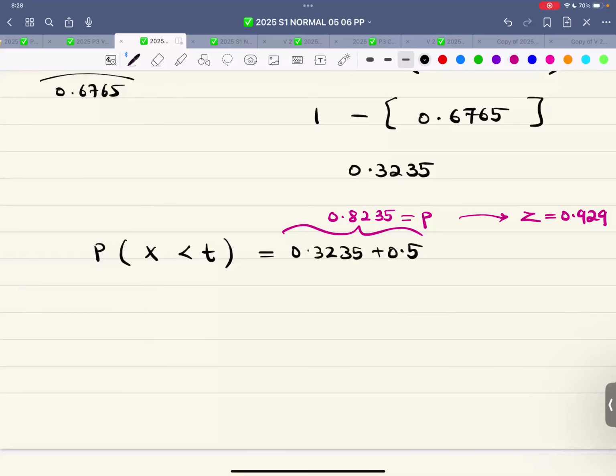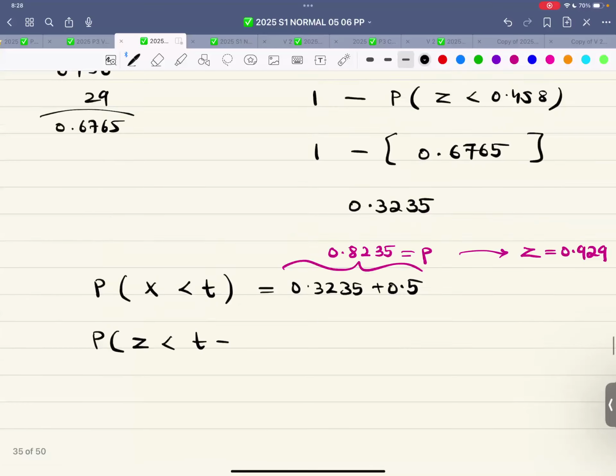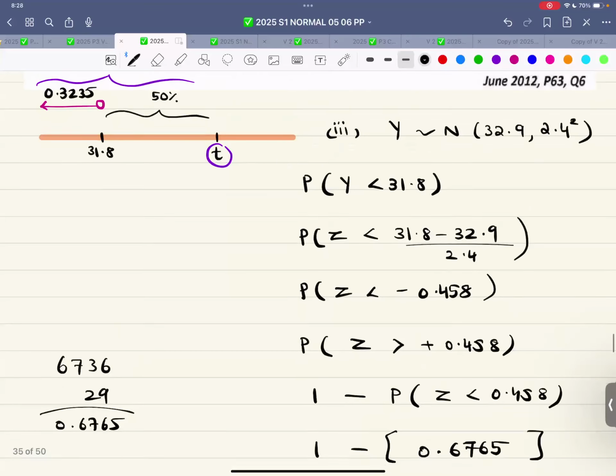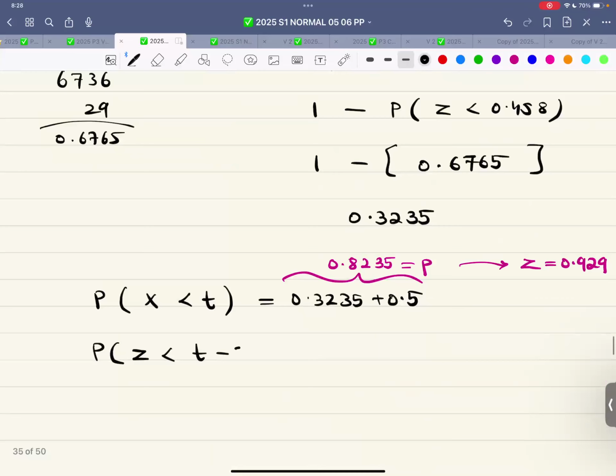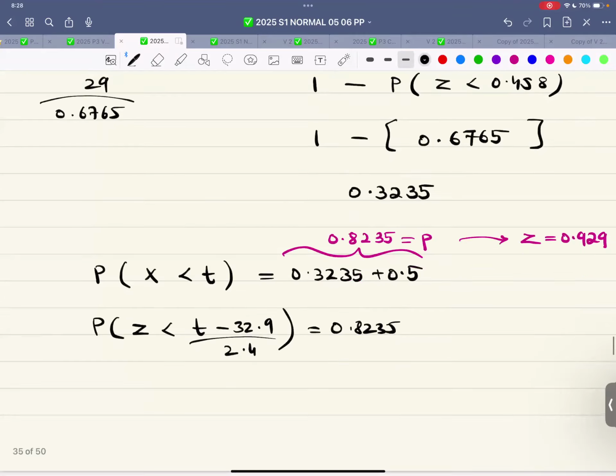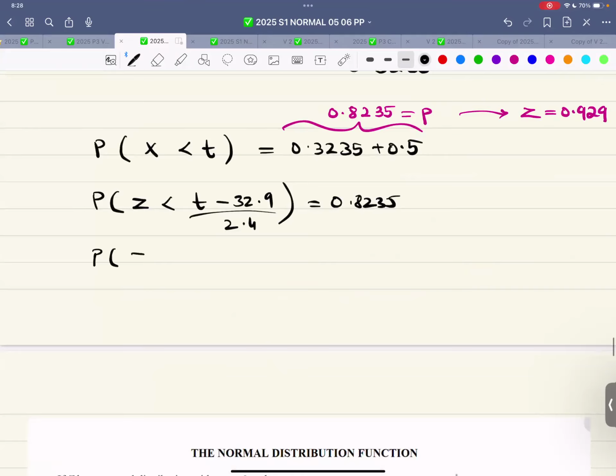Keep it handy. So now probability Z is lesser than T minus the mean, how much is the mean? 32.9 over 2.4 is 0.8235. This is back solving. Probability Z lesser than some value is 0.8235. How much is this value?